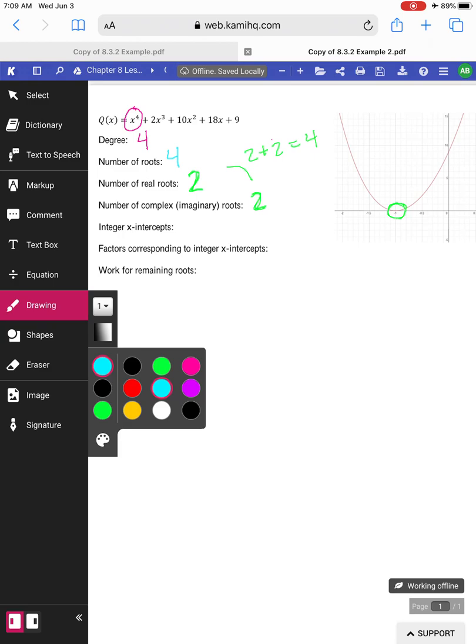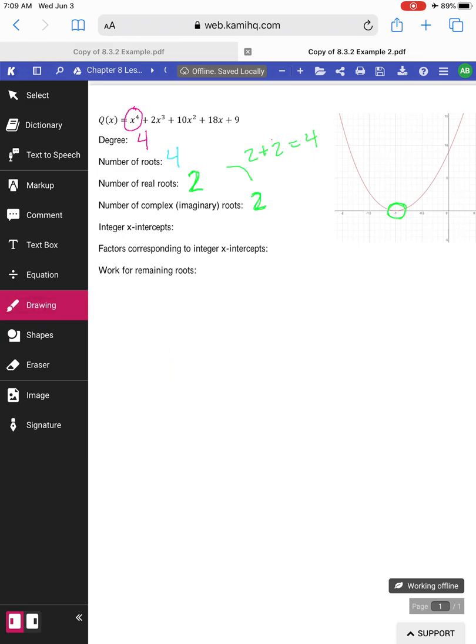Again, we need to have those number of roots total give us back our number of roots. So our integer x-intercepts are going to be directly from that graph. We have -1, and I like to write it twice just to remind myself that it counts as 2. So that means our factors are going to be x plus 1, and we're going to have that twice.